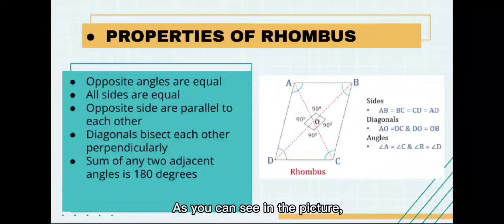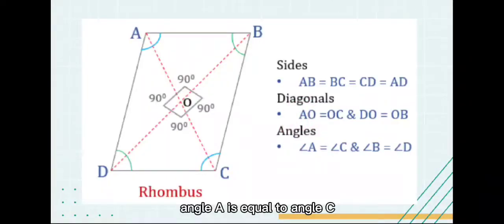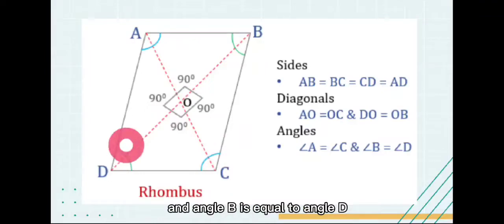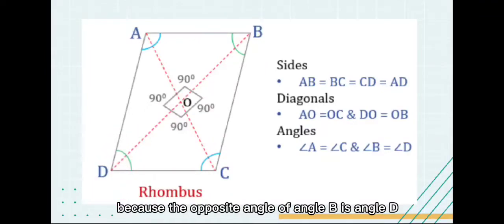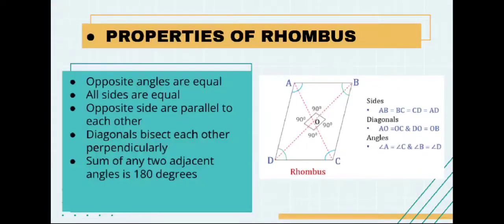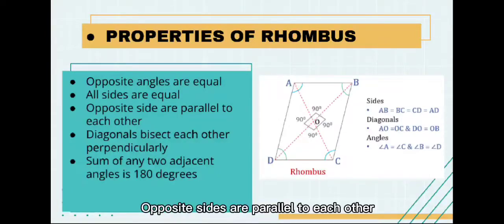As you can see in the picture, angle A is equal to angle C, and angle B is equal to angle D because the opposite angle of angle B is angle D and the opposite angle of angle C is angle A. All sides are equal. It's like a square, all four sides are equal. Opposite sides are parallel to each other.